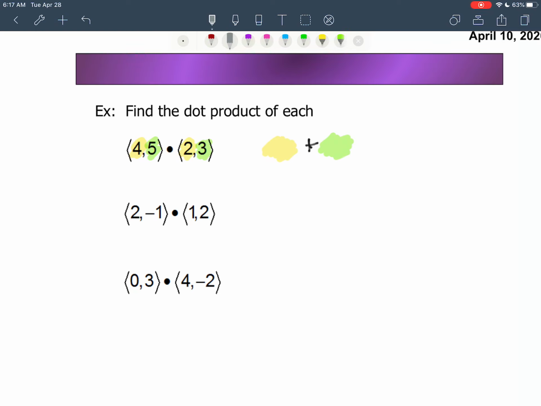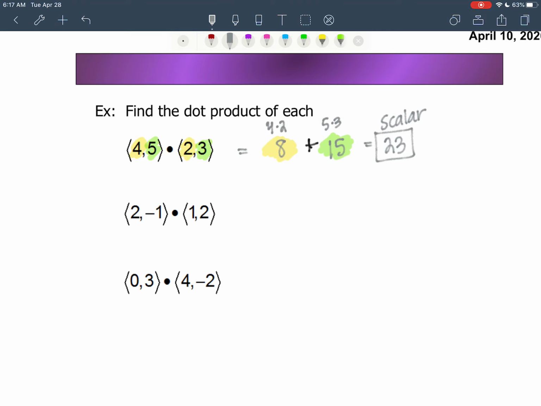So we're going to have 4 times 2 is 8, right? 4 times 2 is 8. And then we're going to have 5 times 3. That's where the 15 is coming from. 8 plus 15 is 23, which is a scalar, not a vector.